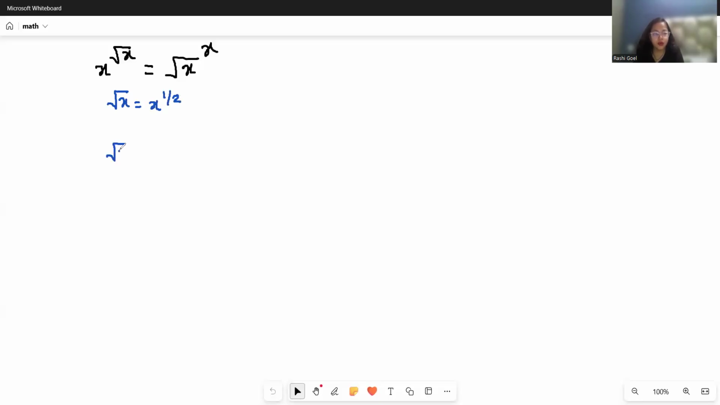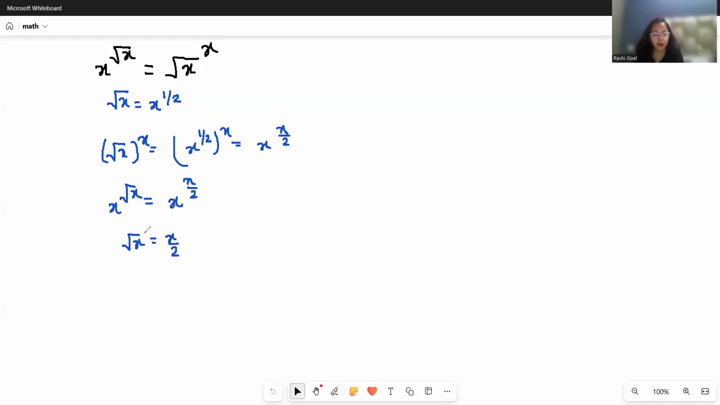So therefore root x power x, we can write it as x power 1 by 2 whole power x is equals to x power x by 2. Now we know that x root x is equals to, in place of this, x power x by 2. Now on comparing both sides, if the bases are equal, their powers are also equal. So root x is equals to x by 2.